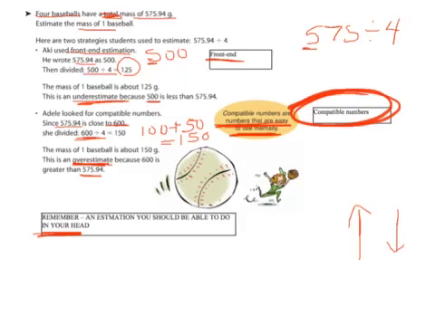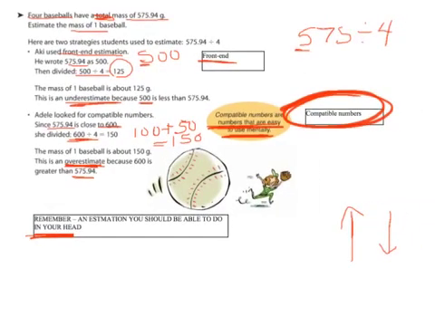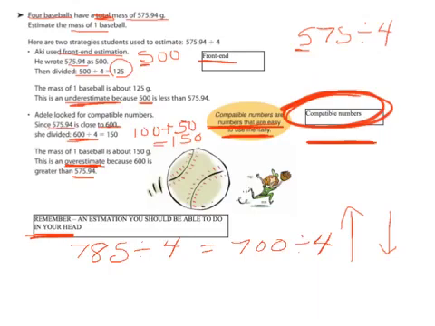All right, so to review, a compatible number is a number that is easy to work with. So again, for example, if we had 785 divided by 4, 700 divided by 4, not easy to work with. However, 800 divided by 4, very easy to work with. 8 can easily be divided by 4, and then of course we can use the annexing 0 strategy from last year to add the 2 zeros, 200.